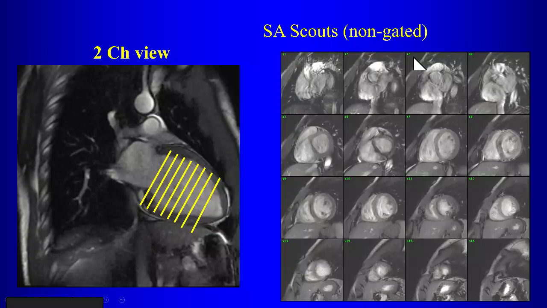These are not gated, which means that we can obtain these very rapidly. We're not going to be looking at motion here. These are just for localizing. So now we've obtained a series of short axis scouts going from the base of the ventricle to the apex of the ventricle. All right, so now we have some decent short axis scouts.